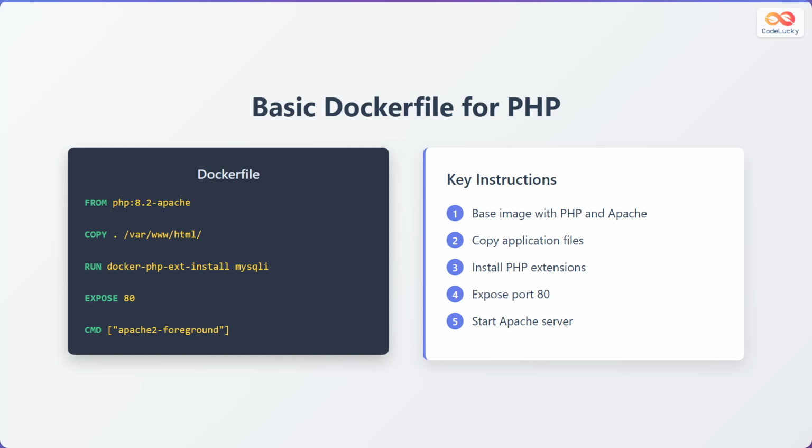The third instruction is RUN, which executes a command inside the container. In this case, we're installing the MySQL extension for PHP, enabling PHP to communicate with MySQL databases. The fourth instruction is EXPOSE, which exposes port 80 to the outside world, allowing access to the Apache web server. The final instruction is CMD, which specifies the command to run when the container starts. In this case, we're starting the Apache web server in the foreground.